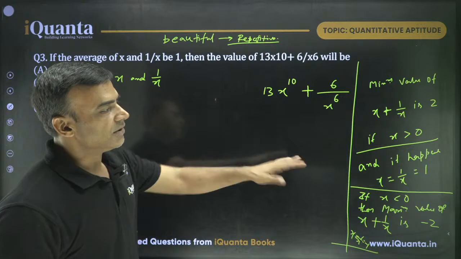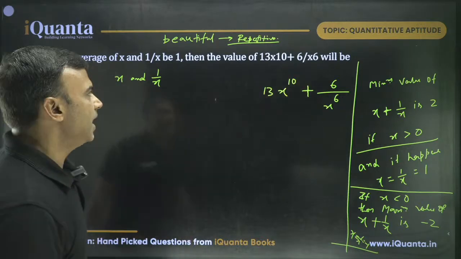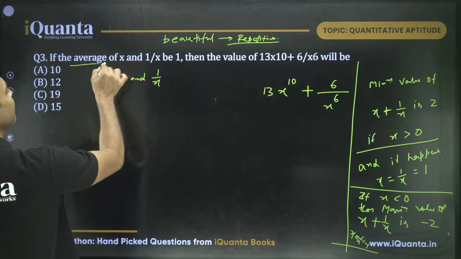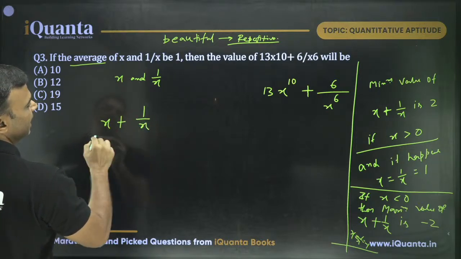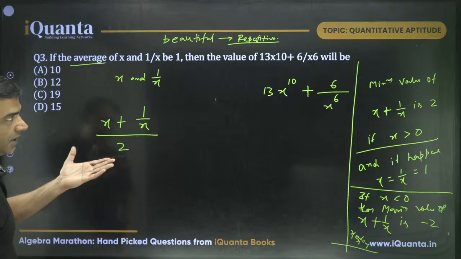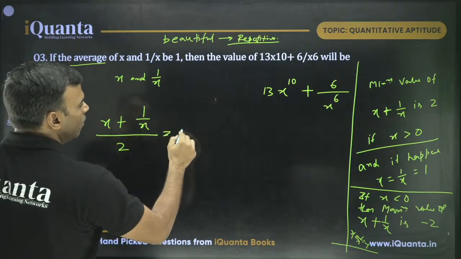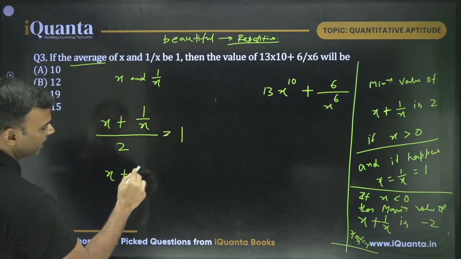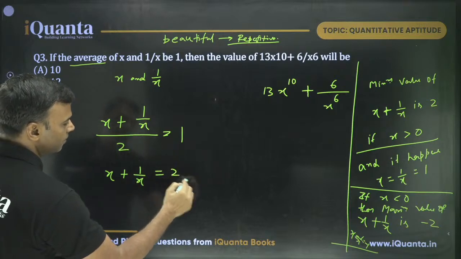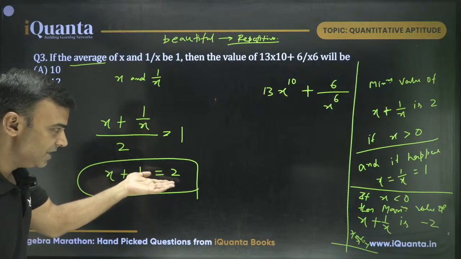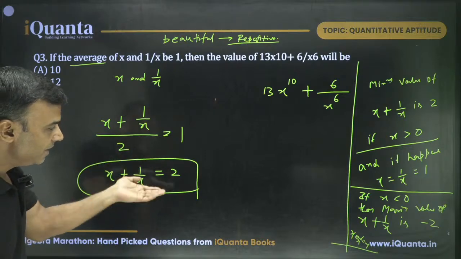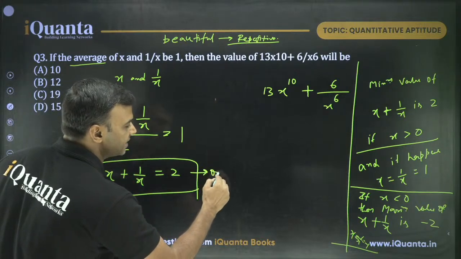In this question, the reverse is applied. How is the reverse applied? Here it says that the average of x plus 1 by x, so the sum x plus 1 by x will be divided by 2. This is the average, and it is given equal to 1. So that means x plus 1 by x is equal to 2. Now, if it is equal to 2, that means it is on the positive side. That means it is possible only if x is equal to 1.